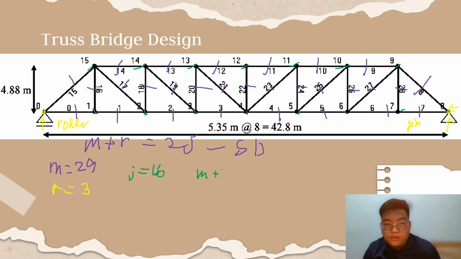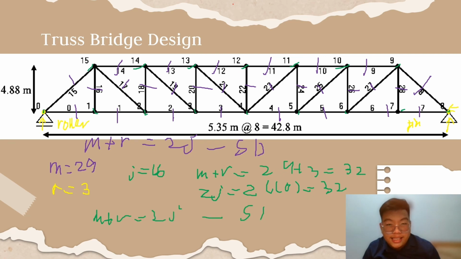So M plus R is equal to 29 plus 3, which is 32. 2 times J is 2 times 16, which is also 32. So we can conclude that M plus R is equal to 2J, and this truss is statically determinate. So the degree of determinacy is M plus R minus 2J, which is 32 minus 32.